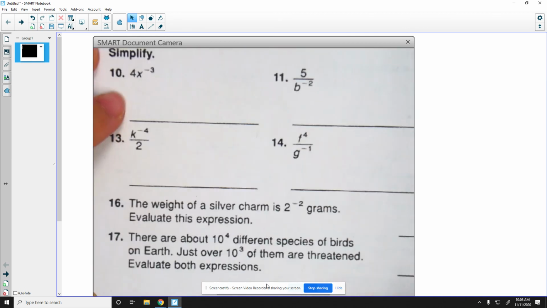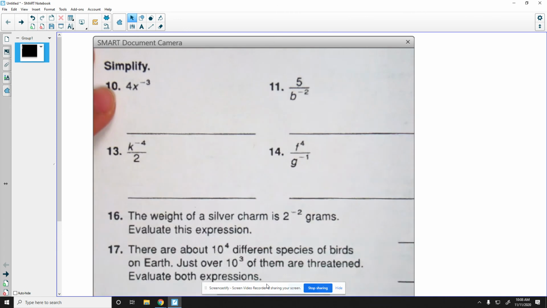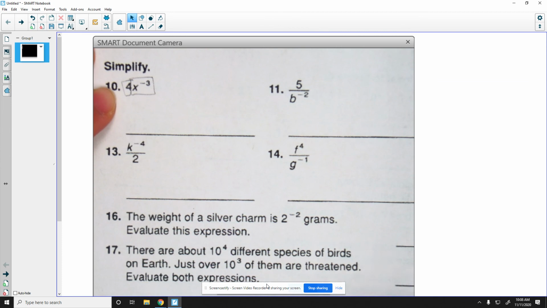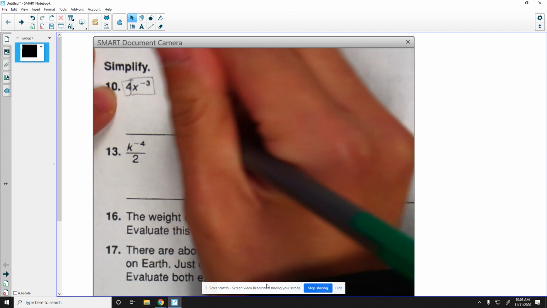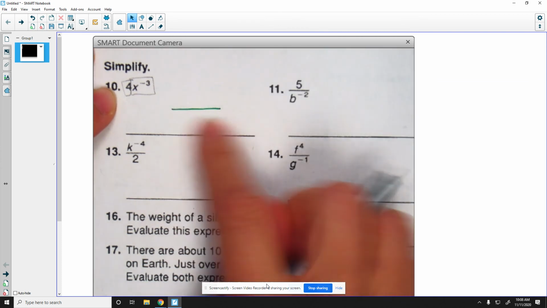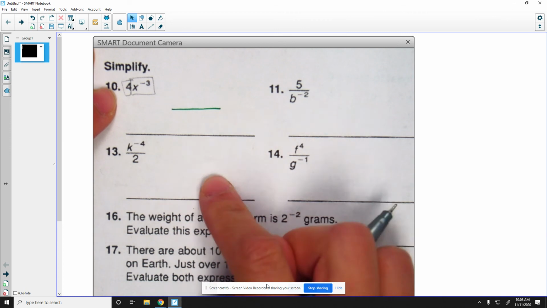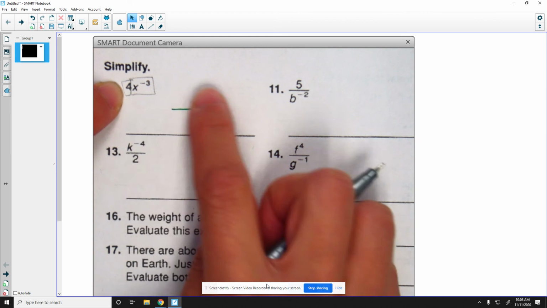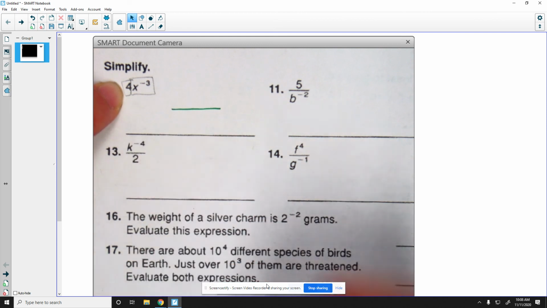All right, number 10. So treat it as 2 separate entities. You have a 4, and then you have an x to the -3. Normally when I do these problems, I always draw a fraction bar, so I know what goes on top and what goes on the bottom. All right, number 10, the 4. Does it stay on the top or bottom? Top. You see how 4 does not have a negative exponent?